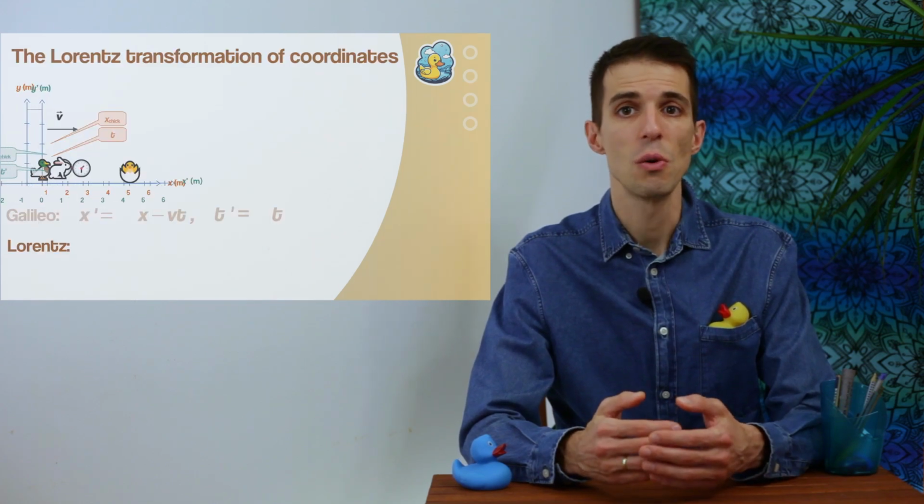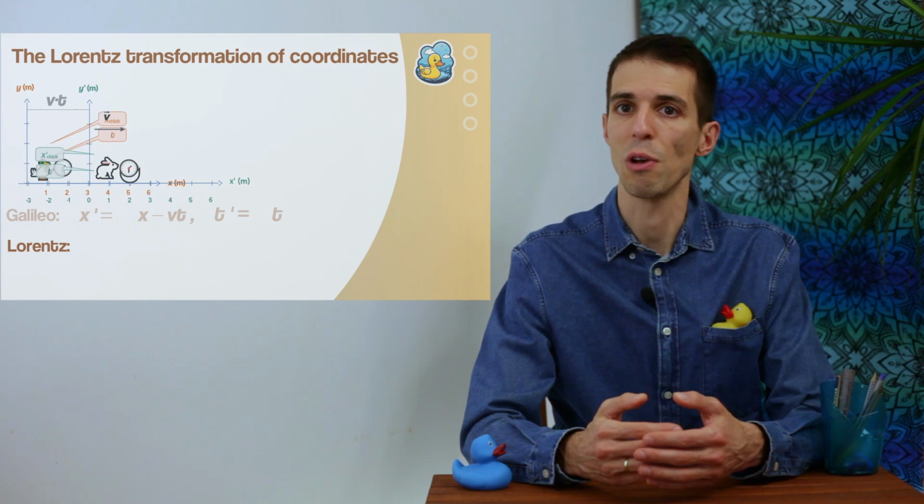This is where Hendrik Lorentz stepped in. He developed a mathematical transformation that ensured the speed of light remained constant in all reference frames, even for observers moving relative to each other. This transformation was essential for Maxwell's equations of electromagnetism to work universally, no matter the observer's speed. Here is what the Lorentz transformations look like.